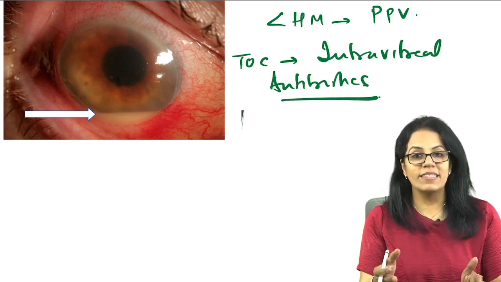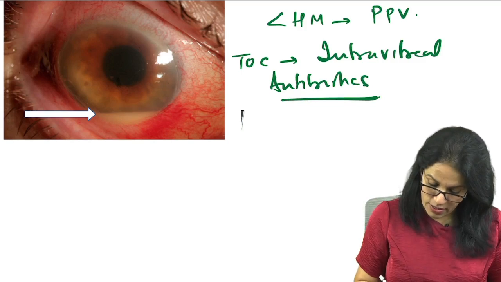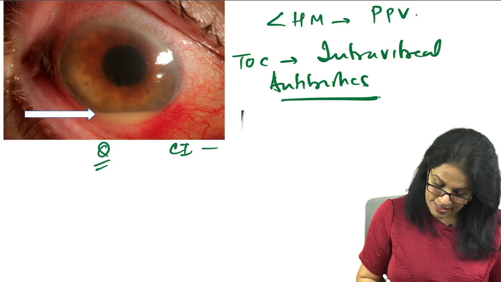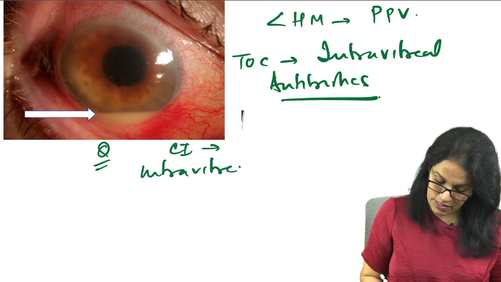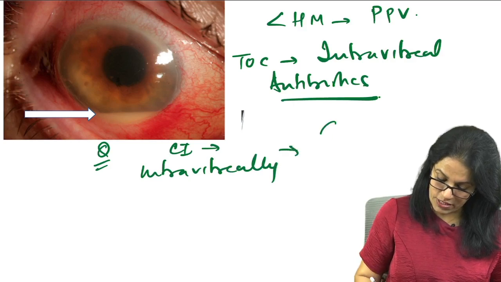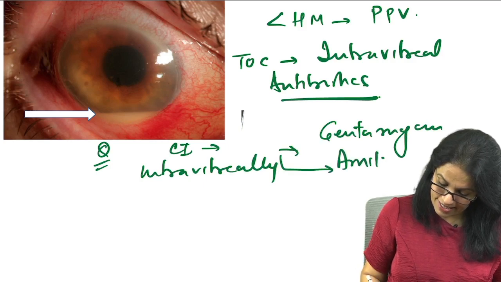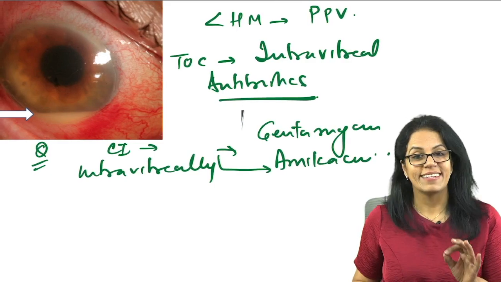So what can be given in the vitreous? It can be ceftazidime, vancomycin or dexamethasone. The next question is what antibiotics are contraindicated intravitreally? If this is asked, what is the answer? It is of course gentamicin and amikacin. Why gentamicin and amikacin are contraindicated? Because they are toxic to the macula. They are maculotoxic.